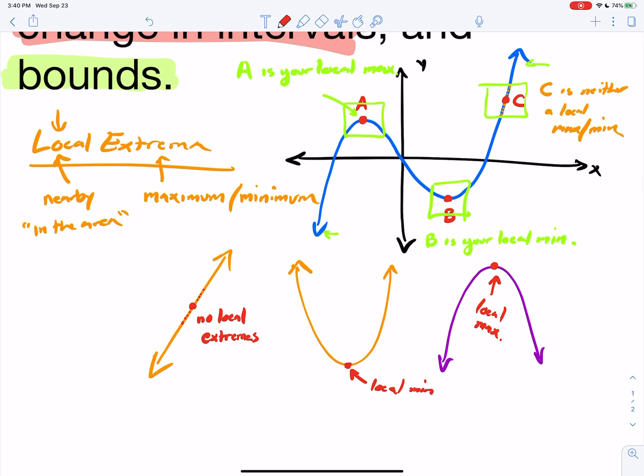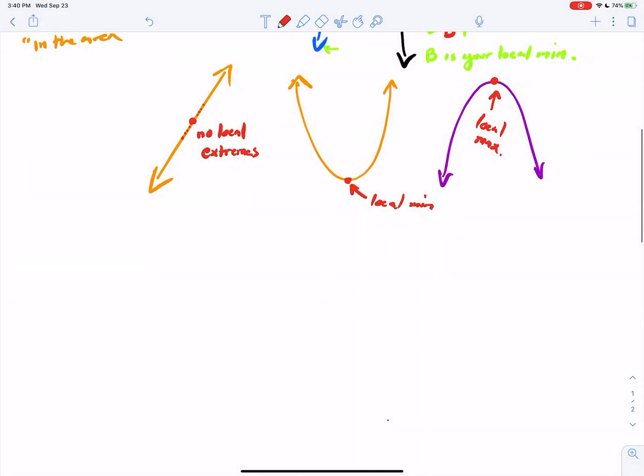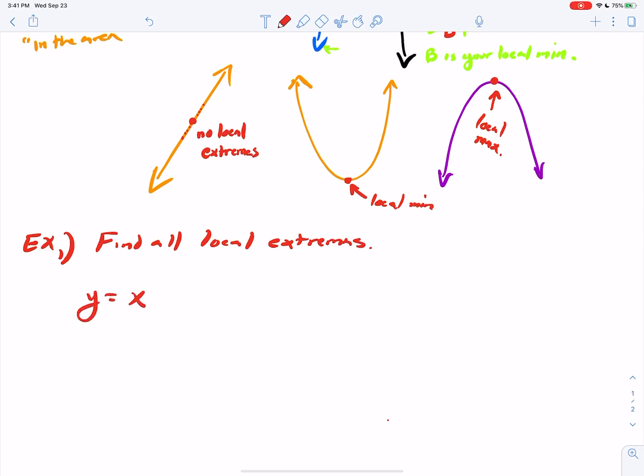So let's try one. Here we go. Here's example 1. Find all local extremas. And let's say I gave you this function here. Y equals x to the 4th plus 3x cubed minus 4x plus 3.